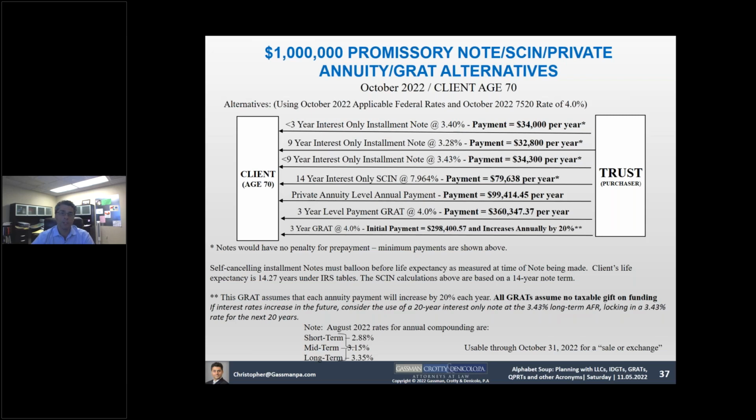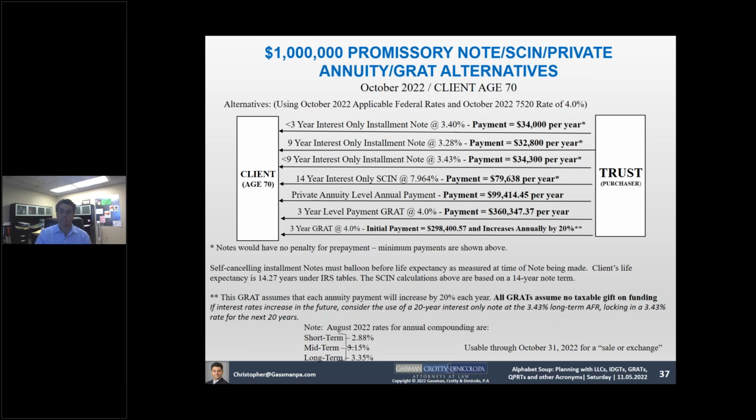Another acronym we typically use here is the SCIN, which is a self-canceling installment note. And that self-canceling installment note is nothing more than an installment sale to a grantor trust based upon what we talked about just a few minutes ago, except that if the seller dies during the term of the promissory note, the installment obligation from the trust would disappear. It would cancel. And that self-canceling installment note can be used and has had efficacy when dealing with the IRS if certain conditions occur.